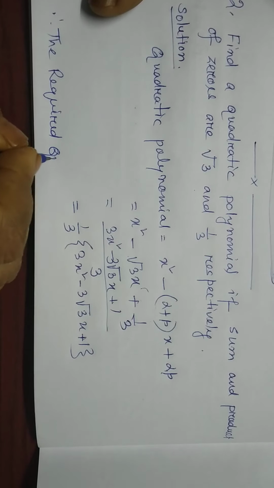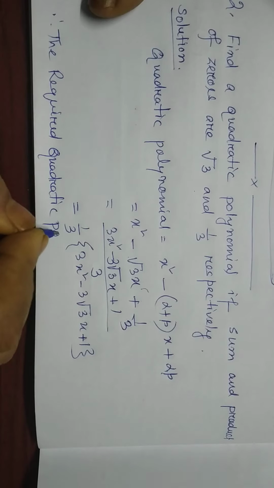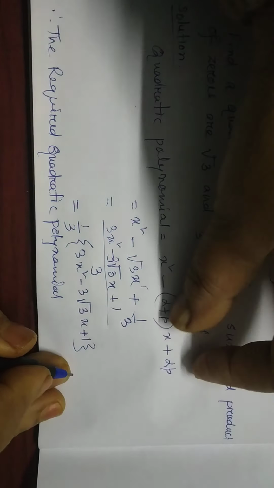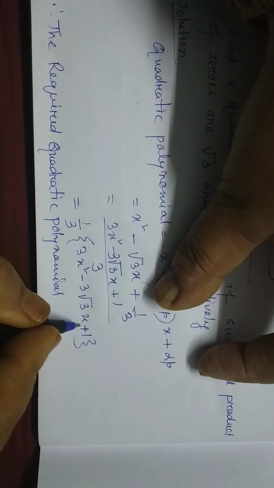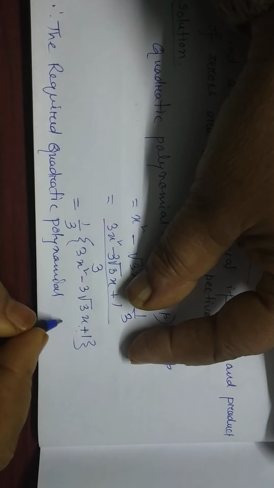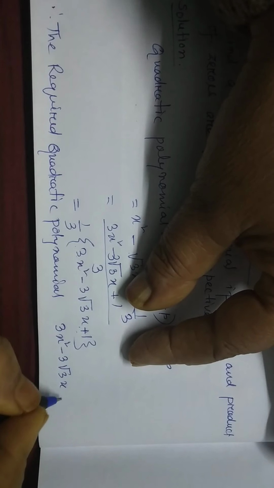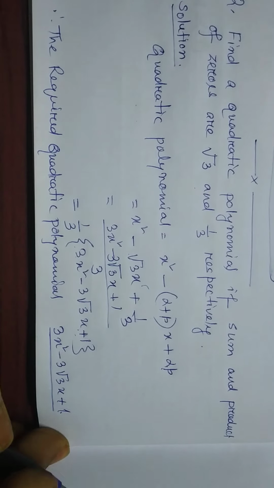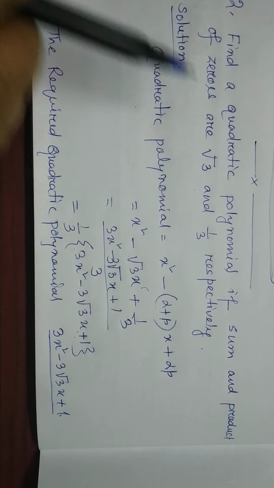That means the required quadratic polynomial is 1 by 3 into this one, or this one, the zeros are the same. That's why the required quadratic polynomial is equal to 3x squared minus 3√3x plus 1. This is the required quadratic polynomial if sum of zeros is equal to √3 and product of zeros is equal to 1 by 3.